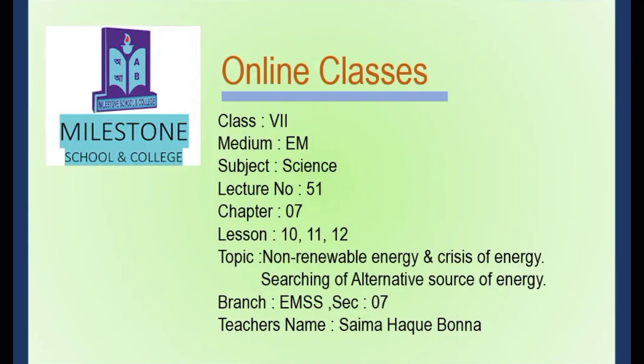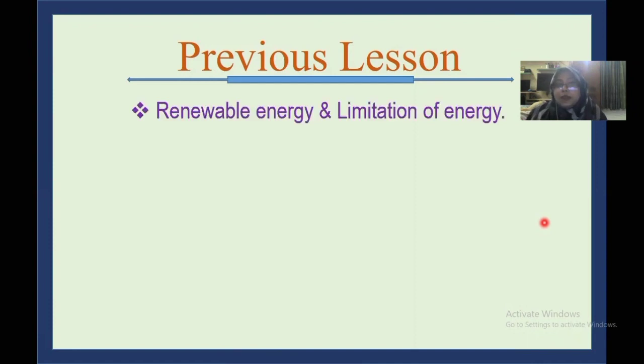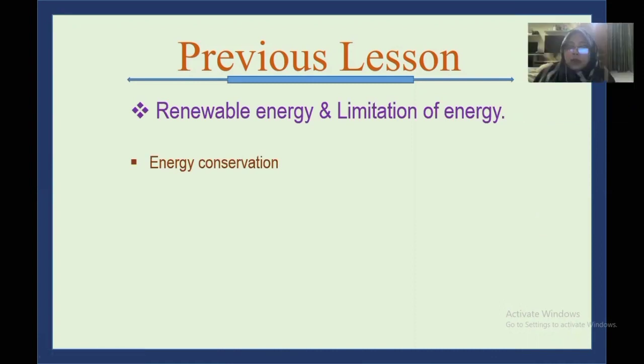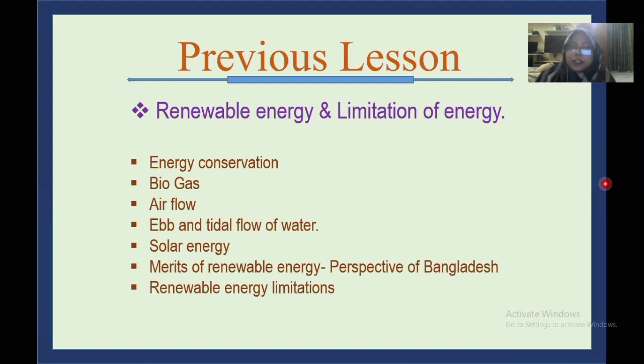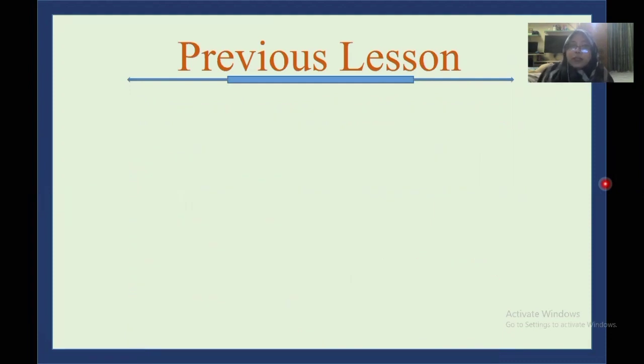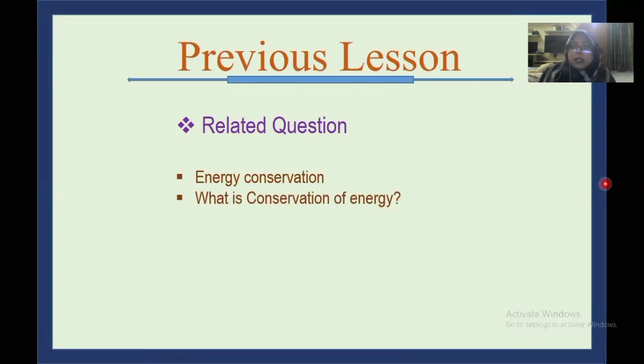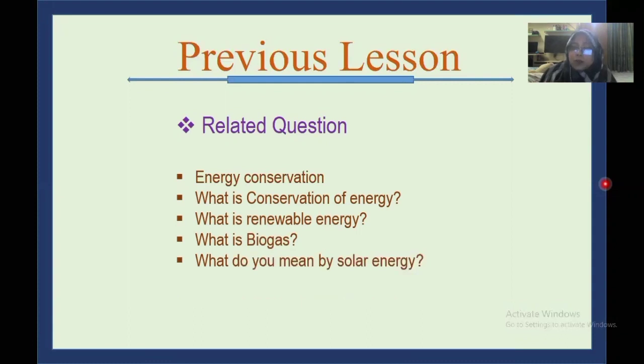And now let's go for the previous lesson. What was that? Renewable energy and limitation of energy. Energy conservation. Then biogas. Then airflow. Ebb and tidal flow of water. Solar energy. Merits of non-renewable energy. Perspective of Bangladesh. Renewable energy limitations. This was our last day's lesson, from where you were given some related questions like energy conservation, define, what is conservation of energy, what is renewable energy, what is biogas, what do you mean by solar energy, what do you mean by renewable energy, and so on.